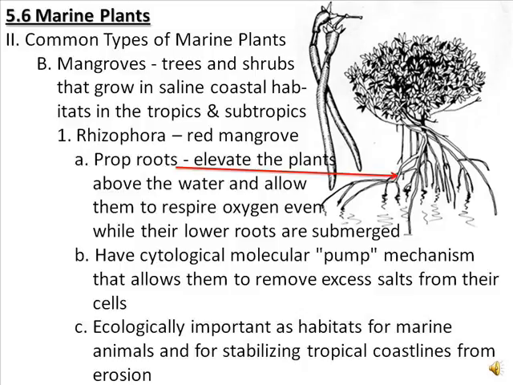These plants are ecologically important because they provide essential habitat for marine animals. In fact, many juvenile species of fish that we like to go fishing for get their start in the mangroves. They are also important for stabilizing tropical coastlines and preventing coastal erosion. These are just two very important reasons why it is actually illegal to cut down mangroves without a proper permit.